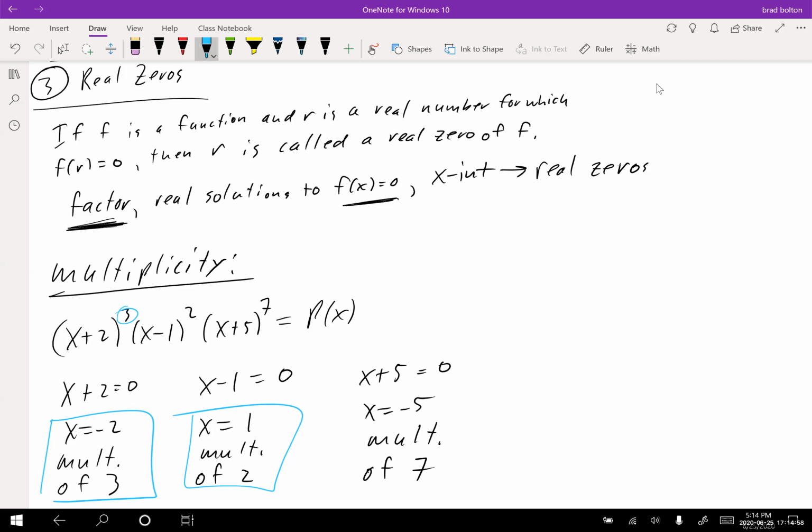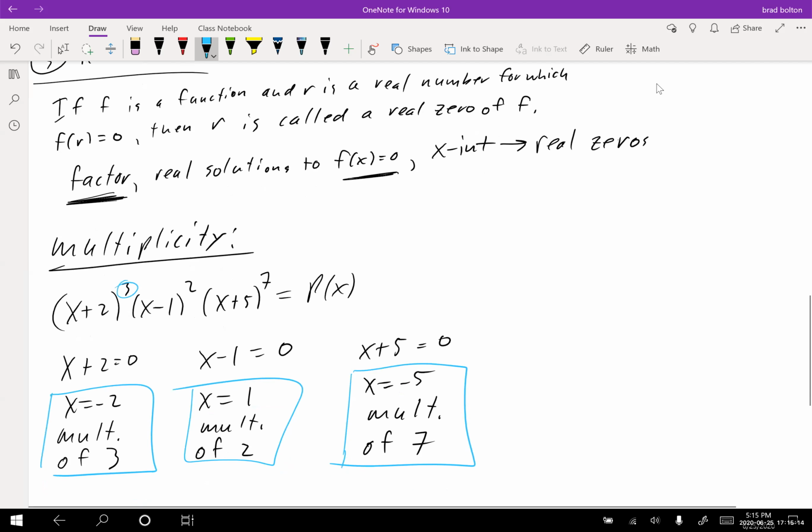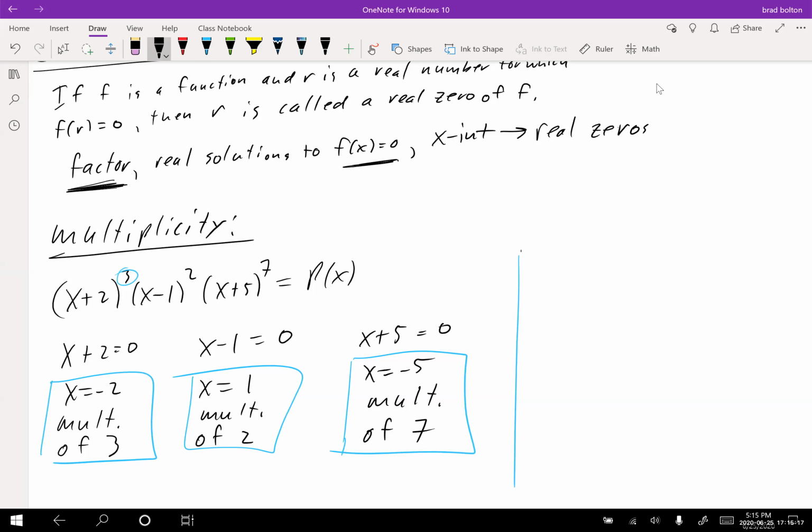So once again, all multiplicity means, and it implies a lot, but it basically says how many times that zero occurs, or how many times that factor occurs. And there's some information you can get from multiplicity. So let's look at some info from multiplicity. So if r is a zero of even multiplicity, sorry about that.